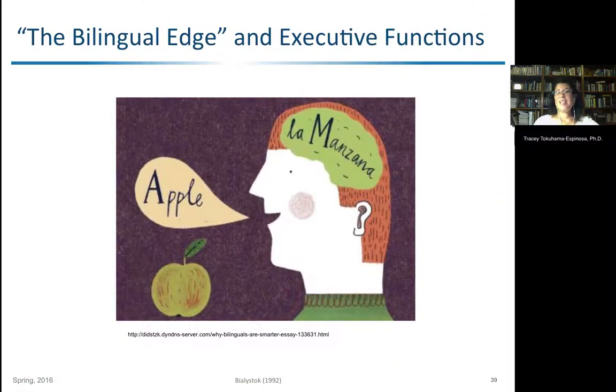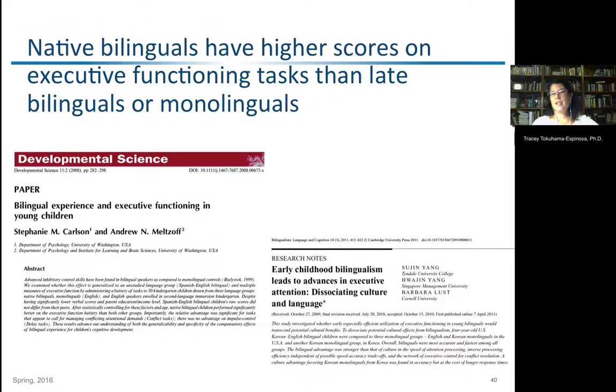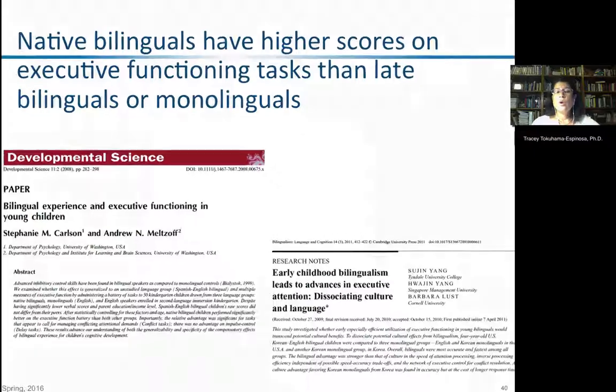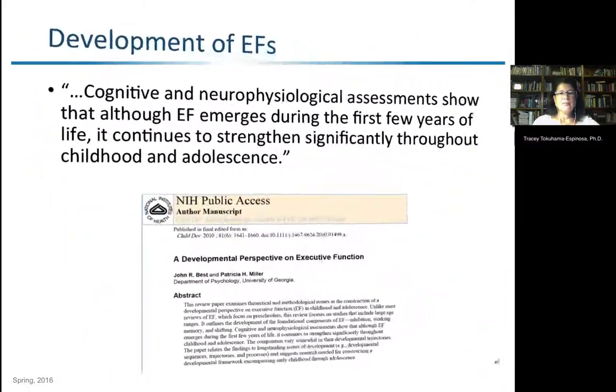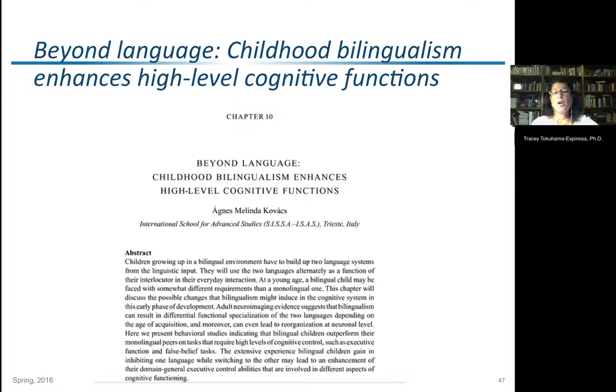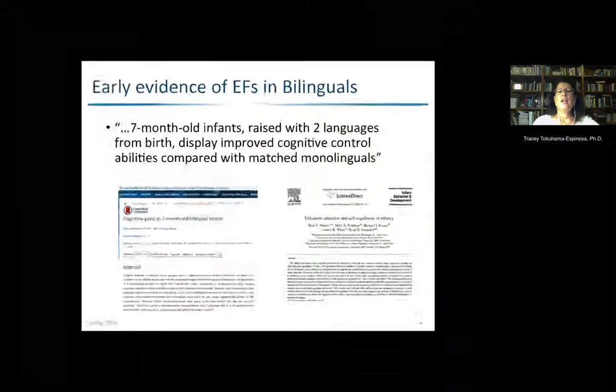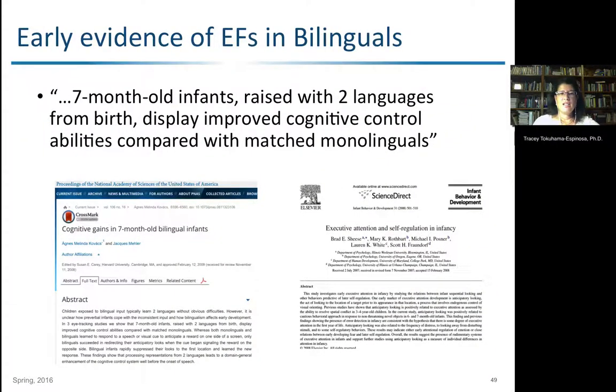A second group of studies has to do with the bilingual edge. Is there a benefit to executive functions when you're bilingual? Well, several studies seem to support that. Native bilinguals have higher scores on executive functioning tasks than late bilinguals or than monolingual counterparts. What is the edge? It seems there's greater inhibitory control, greater meta-linguistic understanding, and greater sensitivity to socioeconomic interactions with others. There are whole books or chapters of books that go beyond language and talk about childhood bilingualism, which enhances high-level cognitive functions, including executive functions. And this is something that is seen early. There's early evidence of enhanced executive functions in early bilinguals.